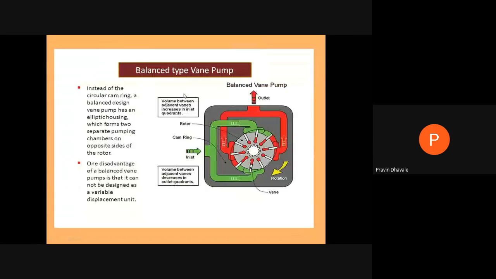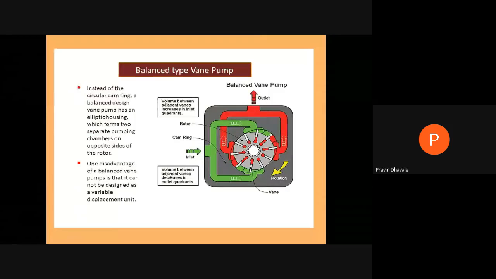In order to overcome the limitations of the unbalanced type vane pump, that is the unbalanced type vane pump. In an unbalanced type vane pump, because of the pressure difference at the inlet and the outlet ports, it will create a load on the vane and a side load on the rotor shaft. In order to avoid that side load on the bearing of the rotor shaft and the load on the vane, we are making certain arrangements or changes.